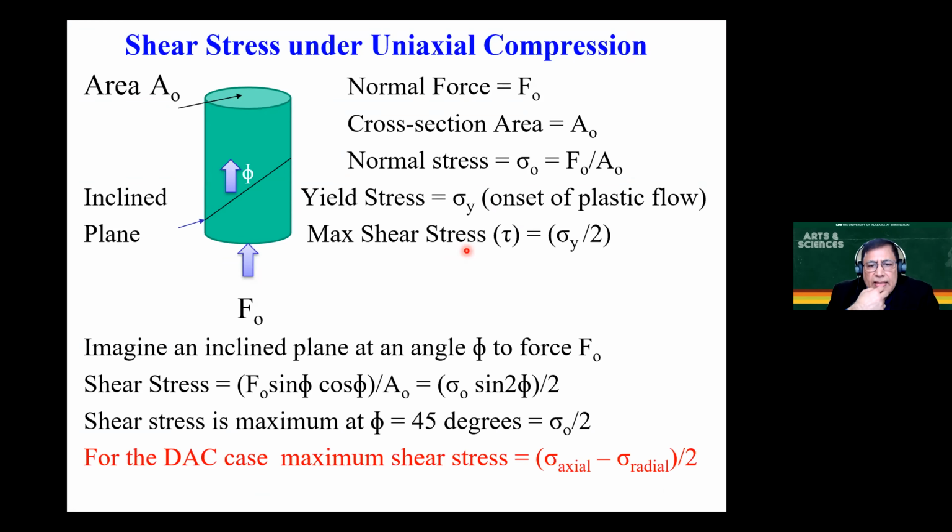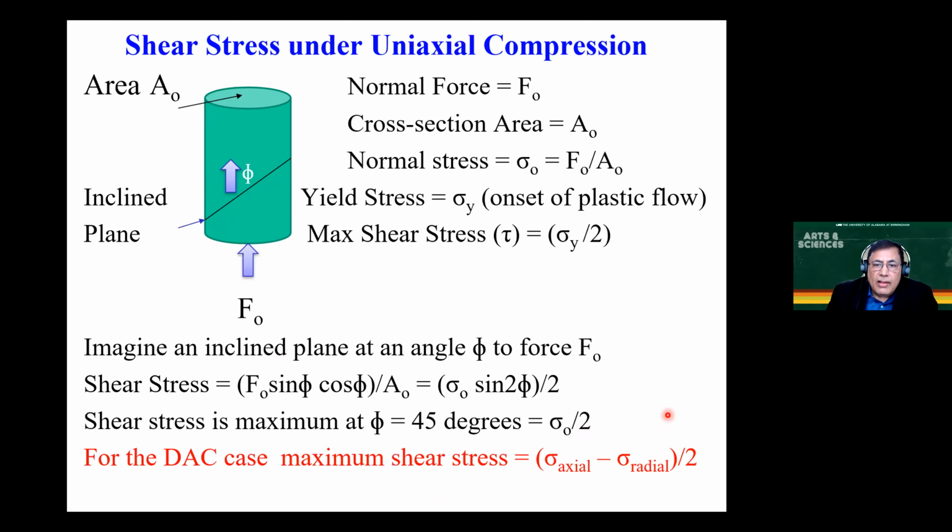Another thing which is really important to realize is if we look at a simple experiment, like we take a cylindrical rod and push it along one direction, what we call uniaxial stress, we know our normal stress, which is sigma naught, and we know the stress at which the material will start yielding or show plastic deformation. The interesting thing is that for this simple case, the shear stress is maximum at the plane which is at 45 degrees, and the shear stress is half the uniaxial stress. What this has to do with DAC is that we can generalize this to the DAC case: the maximum shear stress in DAC is sigma axial minus sigma radial, which is constrained by the gasket, divided by 2.